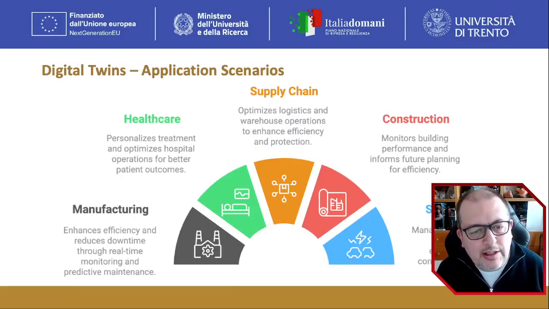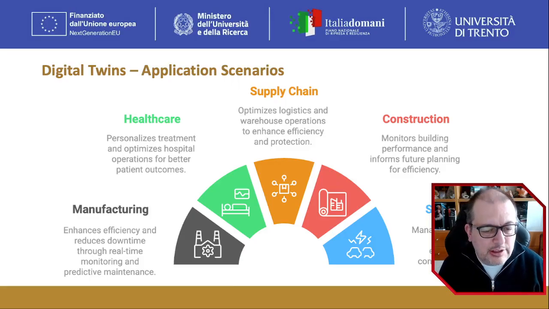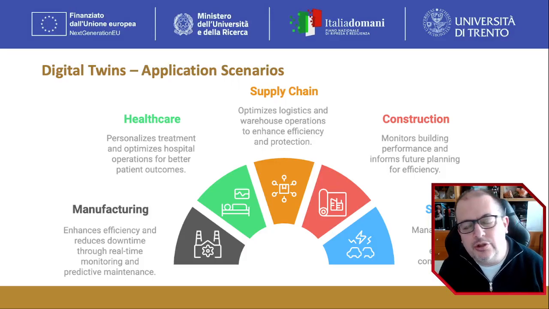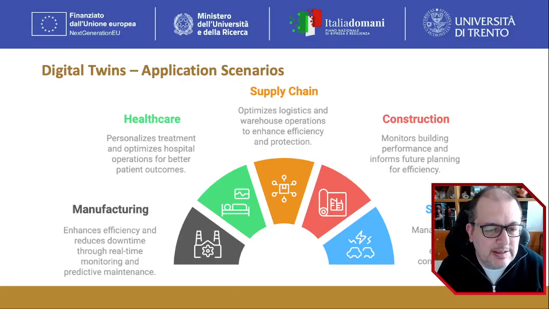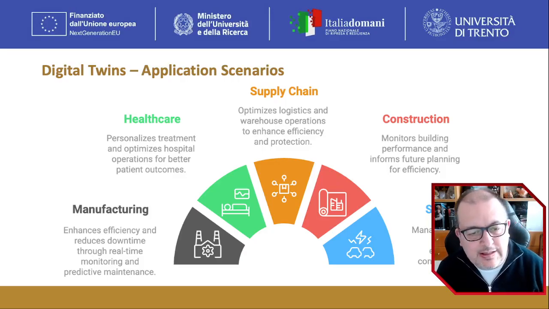Digital twins are very famous for their application in well-known scenarios, like, for example, manufacturing, to enhance efficiency, reducing downtime through real-time monitoring and proactive maintenance. But we also have applications of digital twin that are very promising in other areas like healthcare for personalized treatment, supply chain for optimizing logistics, construction to better monitor buildings and infrastructure, as well as in other complex systems of systems such as smart cities.